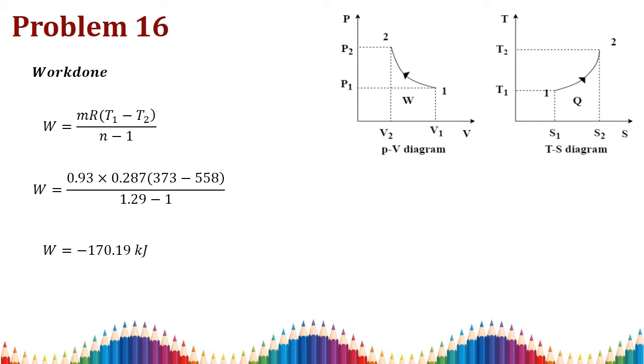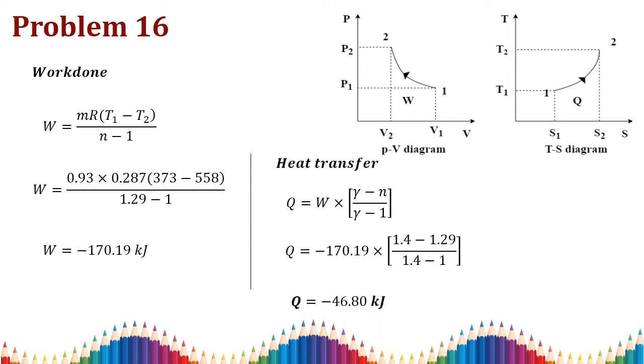Then work done. The work done formula for a polytropic process is mR into T1 minus T2 divided by N minus 1. We know all the values here. Substituting the corresponding values, you will get work done as negative, so work is done on the system. Work done is minus 170.19 kilojoule. And heat transfer is work done into gamma minus N by gamma minus 1. In the problem itself gamma is given as 1.4. Substituting those values, you will get the heat transfer as minus 46.80 kilojoule.